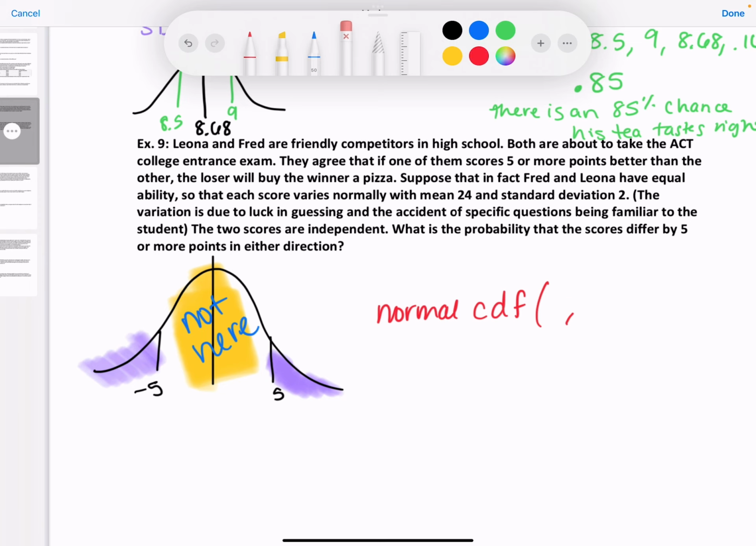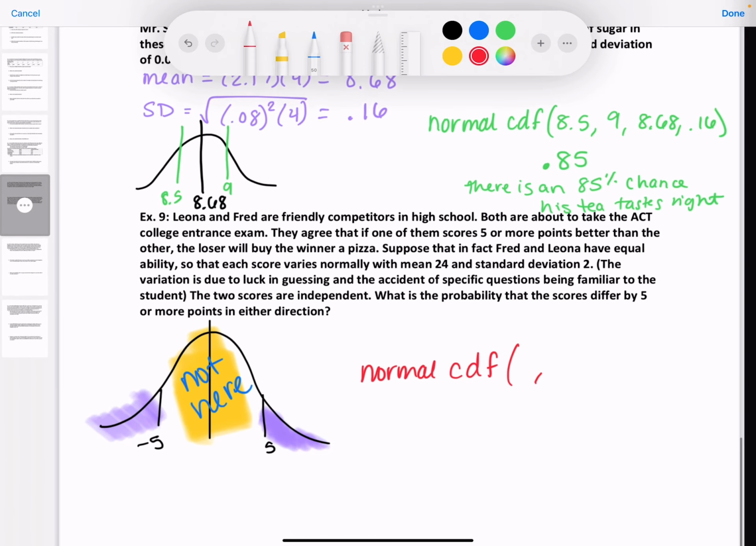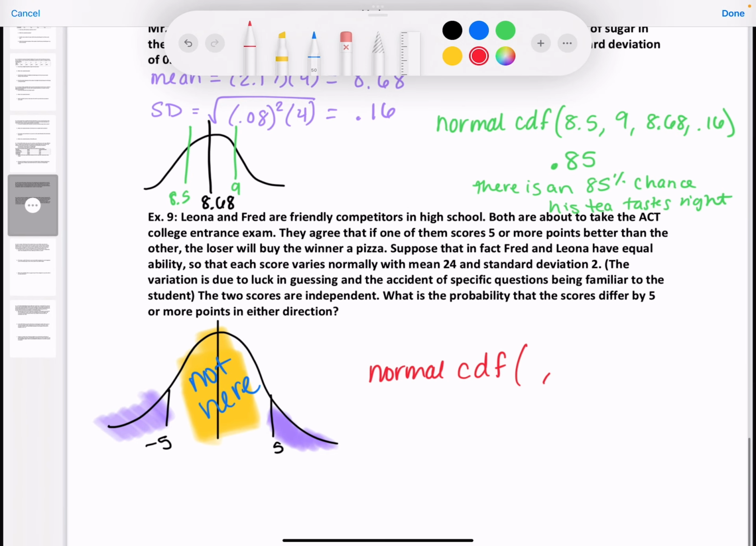or wait, not 5, hold on. Wait a second. Yeah, okay, 5 to, you can just do something like this because that'll just be a really big number, but it doesn't really matter. I mean, you can't go higher than like a 36 on an ACT, so anyways. And then the mean is 24, standard deviation of 2. So you can get what that value is.